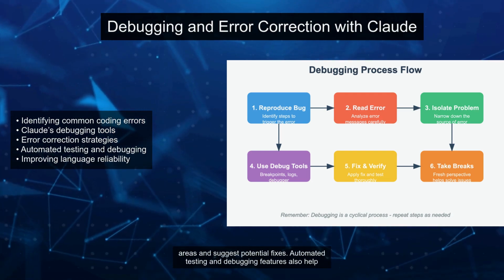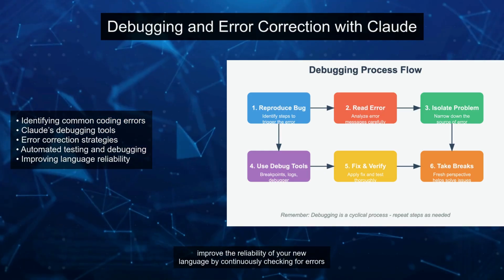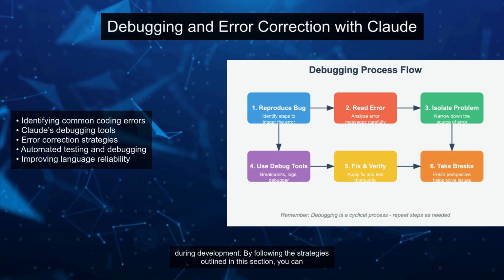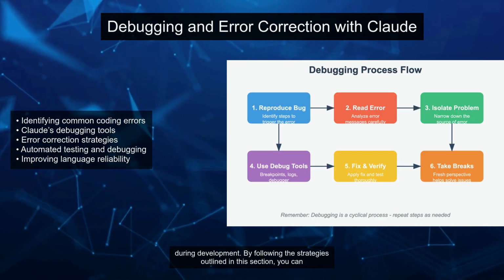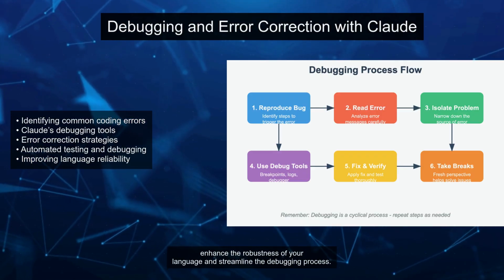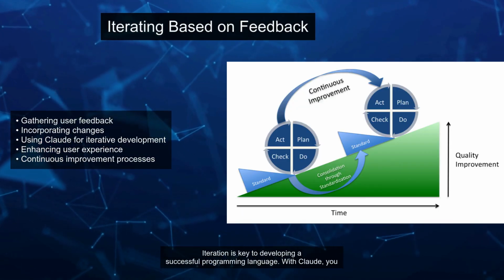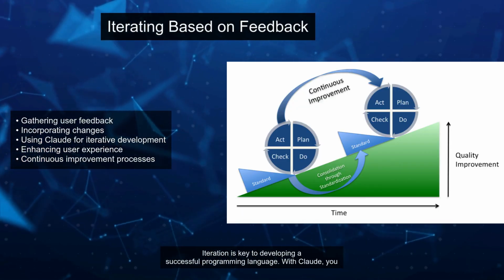Automated testing and debugging features also help improve the reliability of your new language by continuously checking for errors during development. By following the strategies outlined in this section, you can enhance the robustness of your language and streamline the debugging process. Iteration is key to developing a successful programming language.